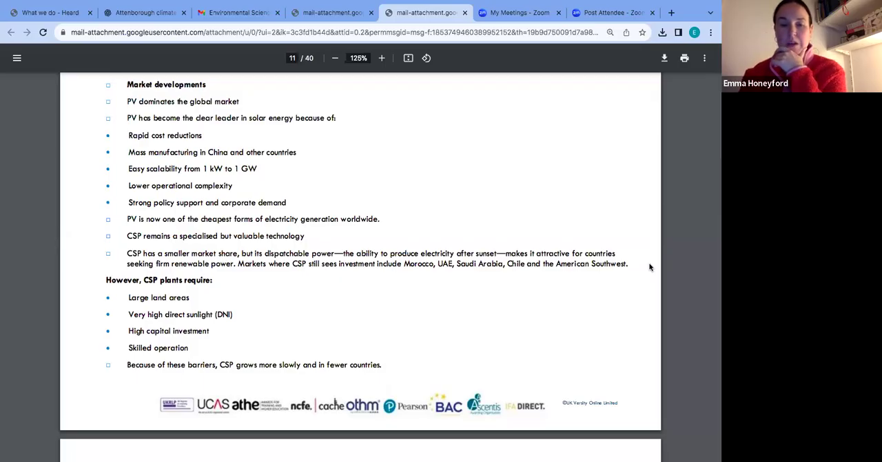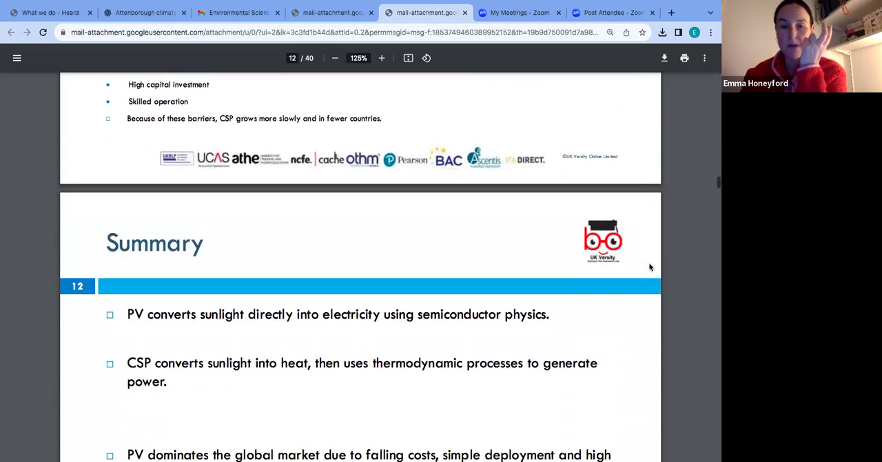Markets where CSP still sees investment include Morocco, the UAE, Saudi Arabia, Chile, and the American Southwest. However, CSP plants require large land areas, very high direct sunlight, high capital investment, and skilled operation. Operationally, they are complex to run. Because of these barriers, CSP grows more slowly and in fewer countries. It's quite a specialised renewable technology.